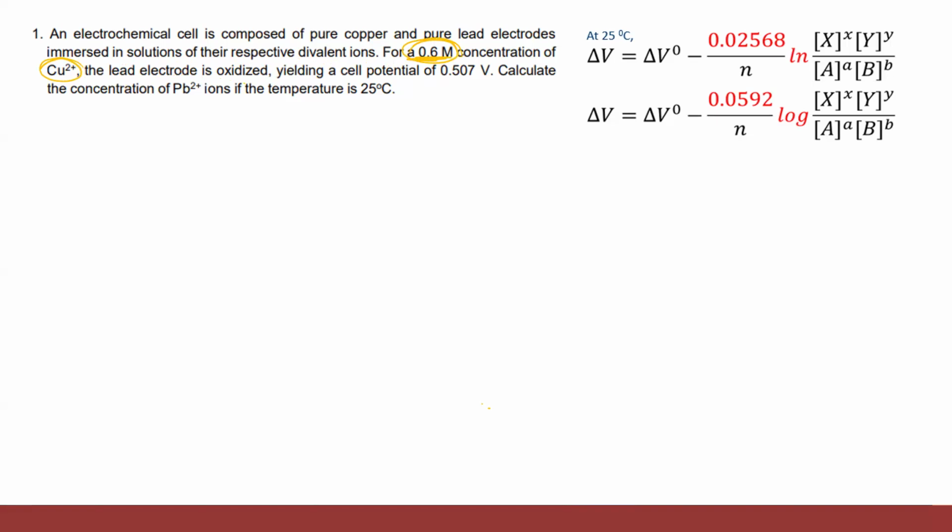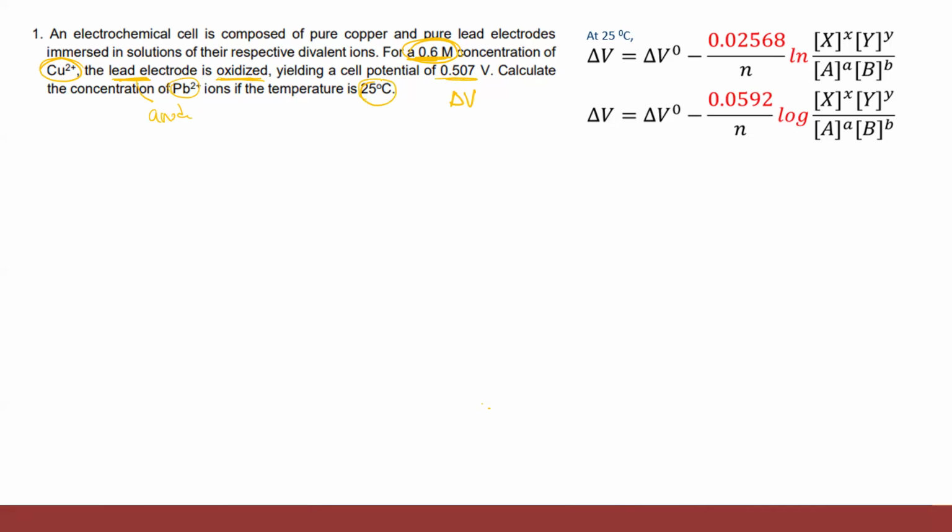The lead electrode oxidizes. So oxidation is happening with the lead. Oxidation is happening in the anode, isn't it? So lead will be your anode, and it yields a cell potential of, so this is your delta V. Calculate the concentration. They're asking you to find the concentration of lead ions if the temperature is 25 degrees Celsius.